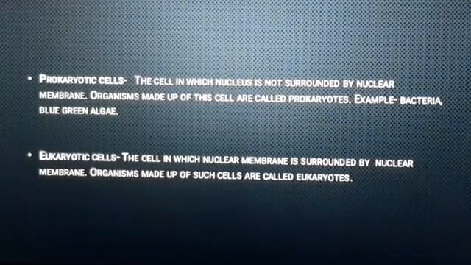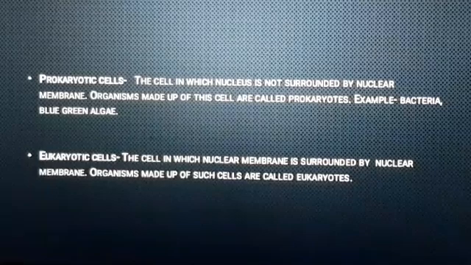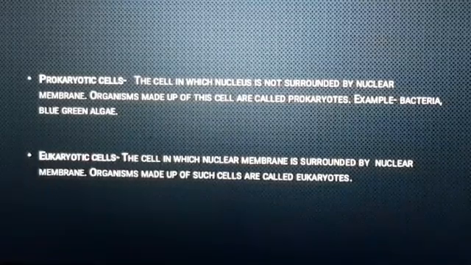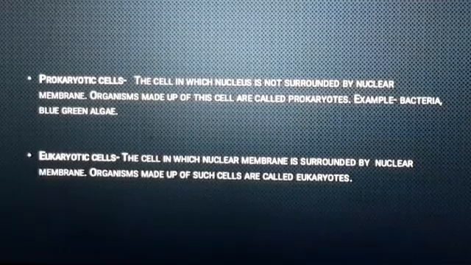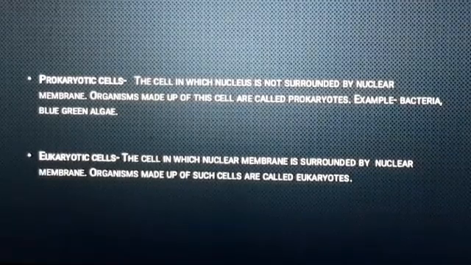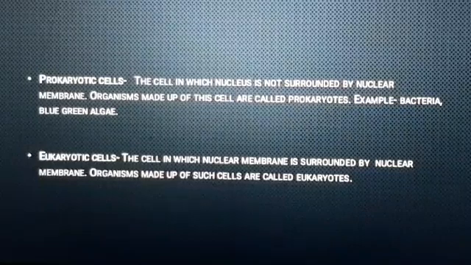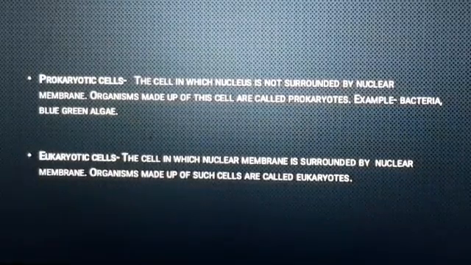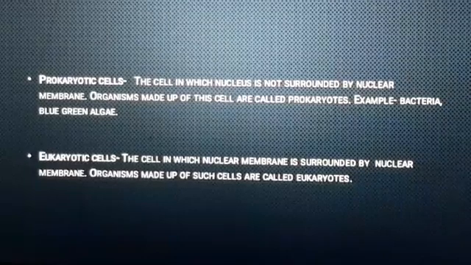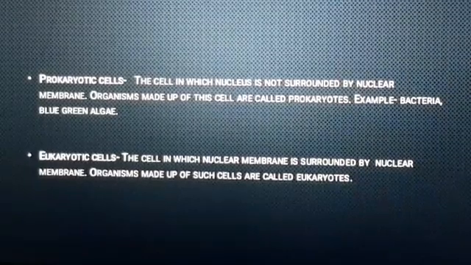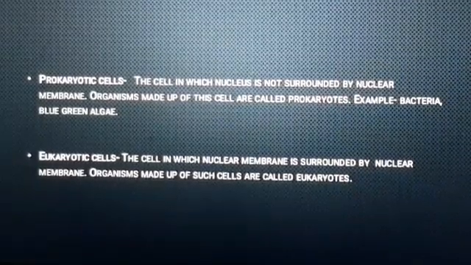The second type of cell is the eukaryotic cell. The cells in which nuclear material is surrounded by a nuclear membrane are called eukaryotic cells. And those organisms whose body is made out of eukaryotic cells are known as eukaryotes. So all the complex organisms have bodies made up of eukaryotic cells.